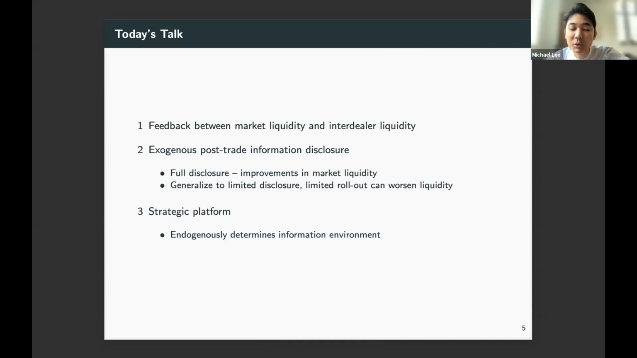Yes, exactly. So now in corporate bond markets and with TRACE, we have this kind of regular disclosure of these trades that are actively occurring.